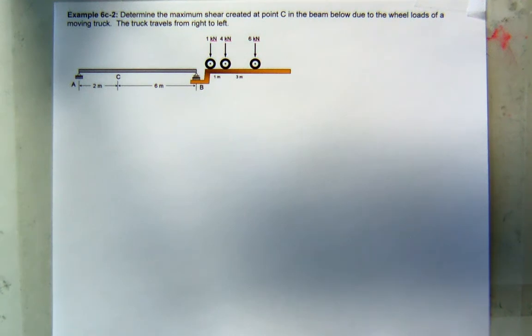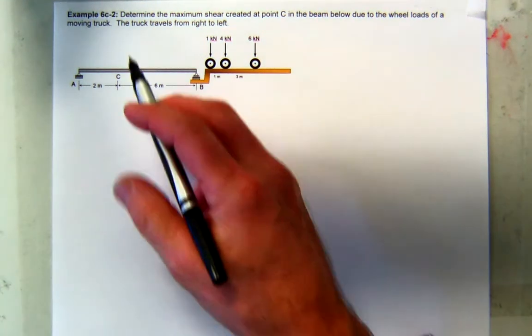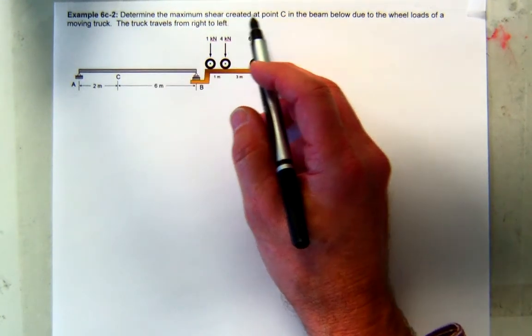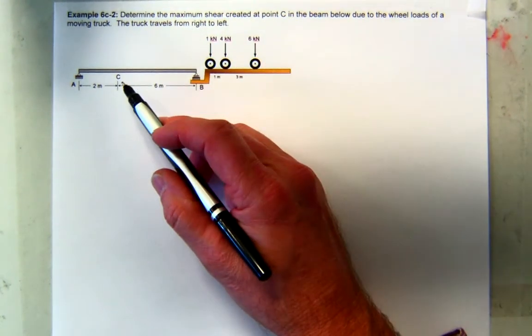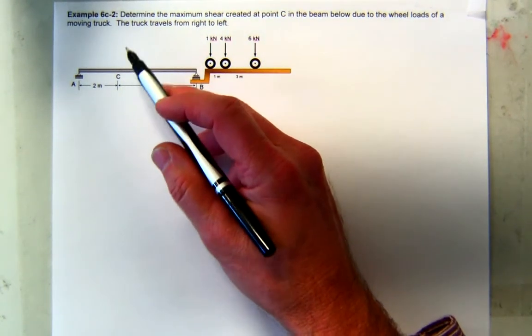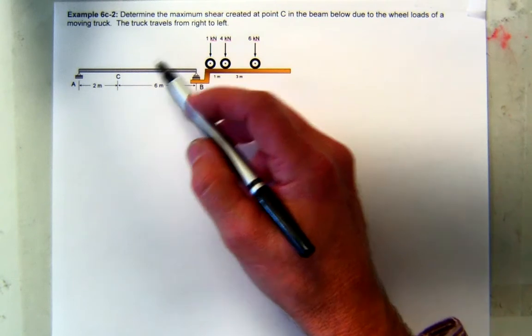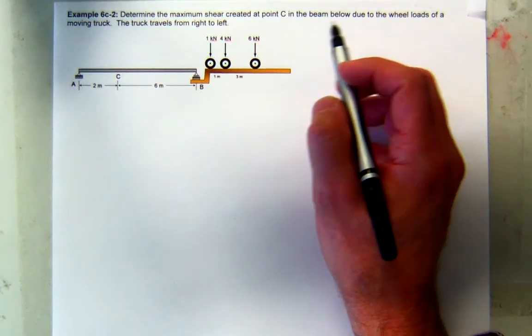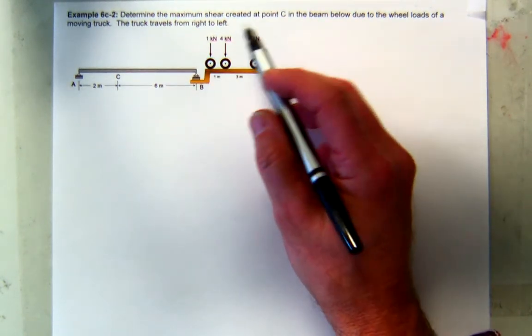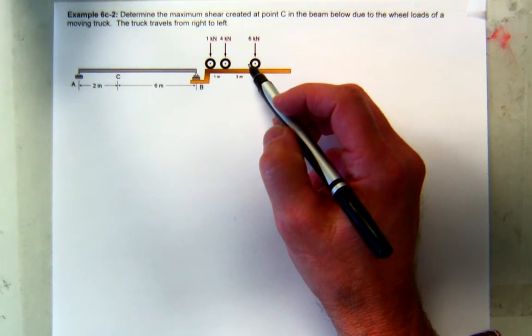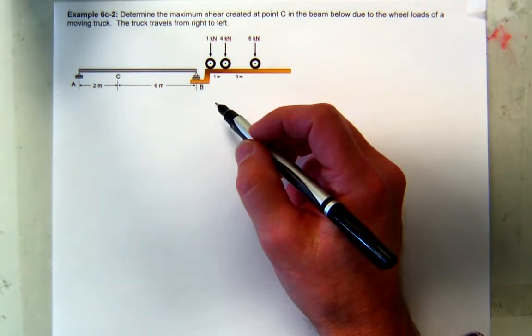All right, so let's work on this guy. So what are we looking for? We want to determine the maximum shear at C. So there's C. So I want to find the shear there. And I've got some wheel loads from a truck over here on the right. And it's going to move from right to left.